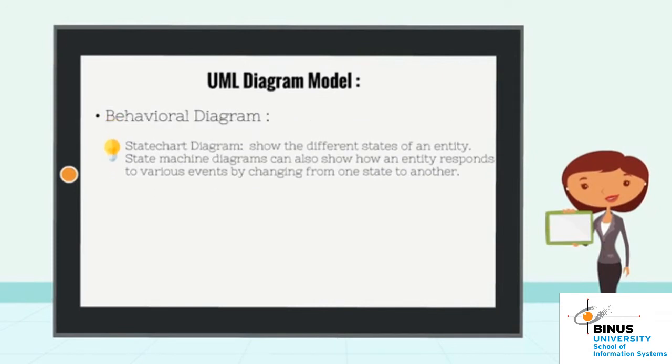And last is state chart diagram or state machine diagram, a diagram that shows the different states of an entity. It shows how an entity responds to various events by changing from one state to another.